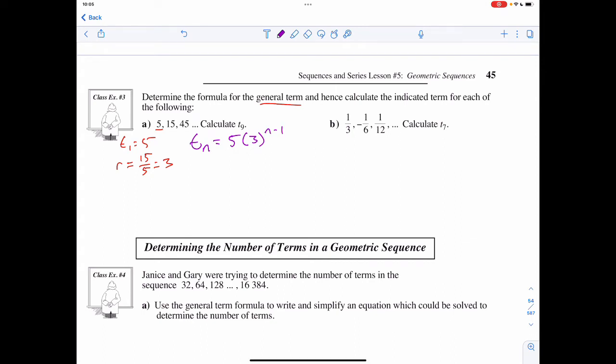I could use that to solve for any term. If it wants us to calculate term 9, then I'm going to say that term 9 is equal to 5 times 3 to the power of 9 minus 1, which is going to give me 32,805.